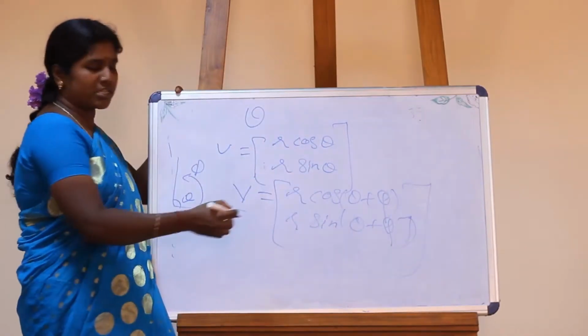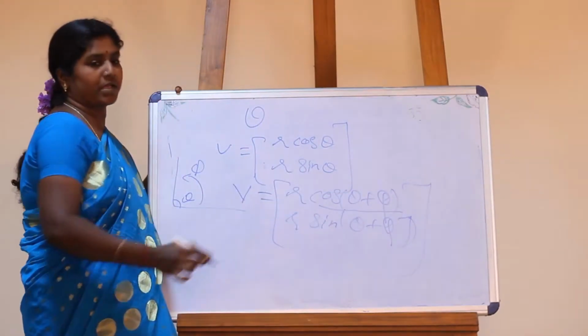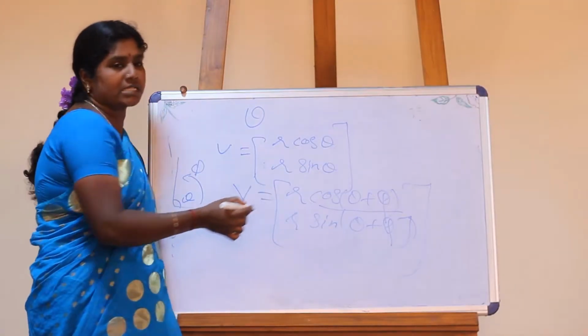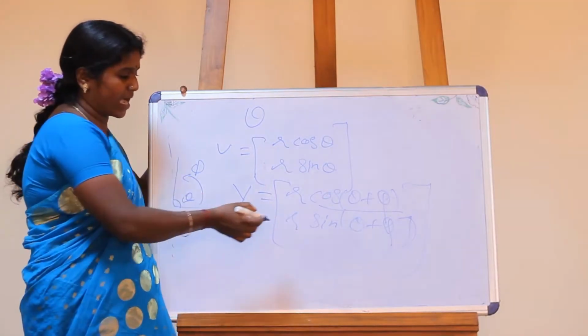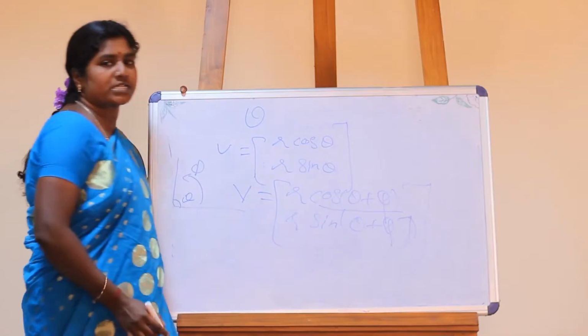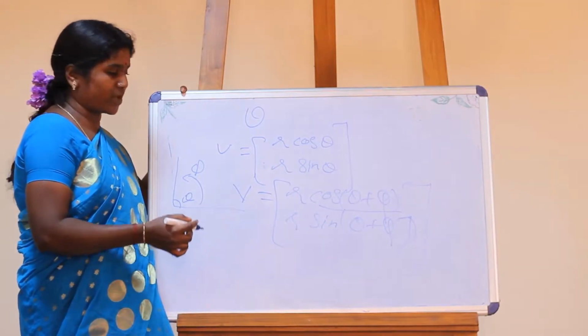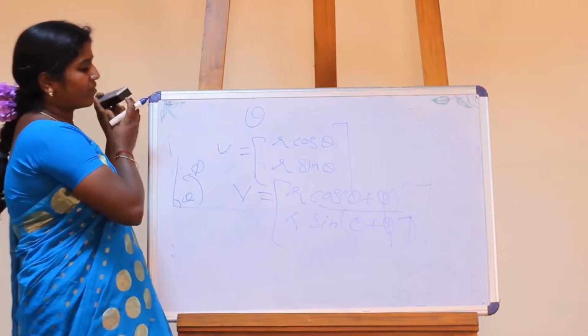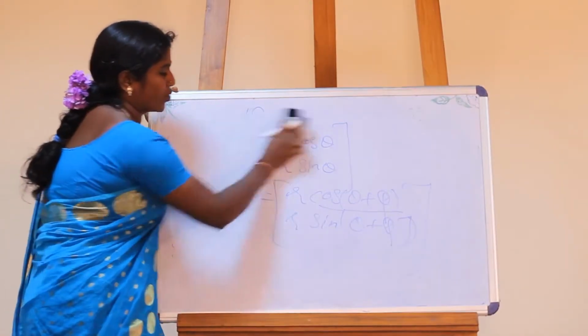We can expand this equation using the formula cos of a plus b, which gives cos a cos b minus sin a sin b. The next equation you can solve is sin of a plus b, which is sin a cos b plus cos a sin b. Then we get the final equations for the rotation.